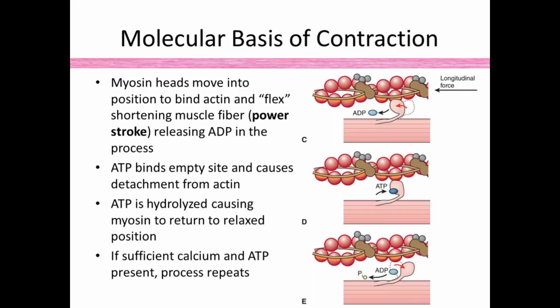And if nothing else happens, these two will actually remain fixed permanently. The actin and the myosin will be stuck. We see this when somebody dies and their muscles stiffen. It's because they're stuck in this form. They don't have any more ATP left to move on to the next phase. So the next phase is very much dependent on the presence of a new ATP molecule.